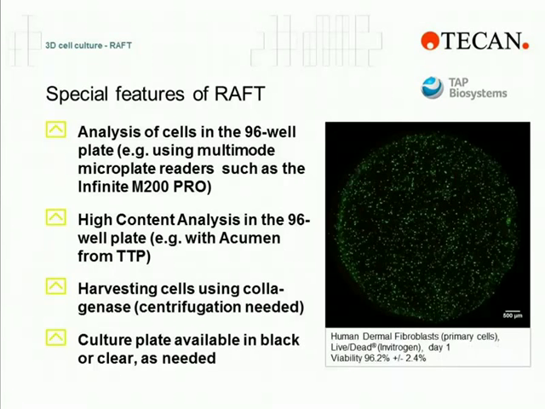So the RAFT technology offers some special features. As I said, the analysis of the cells can be done very easily in a 96 well plate using a multi-mode microplate reader like we did with our Infinite M200 Pro. You can also do imaging, high content analysis in the 96 well format. You can even harvest the cells again using collagenase and centrifugation, so you can do something like flow cytometric analysis as well. And finally, the analytical plates are available in black or clear as needed for your detection.